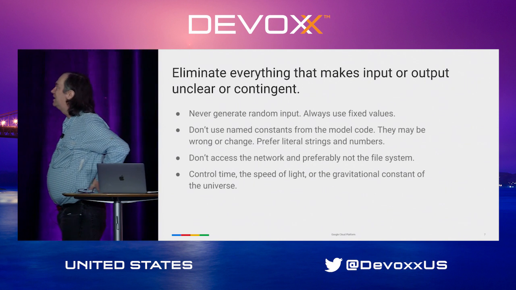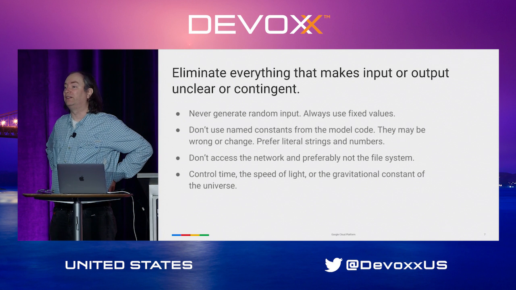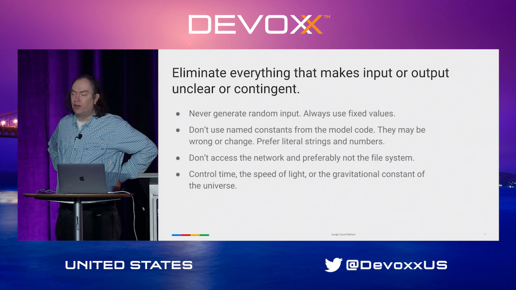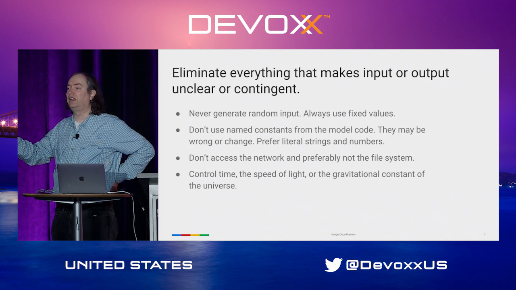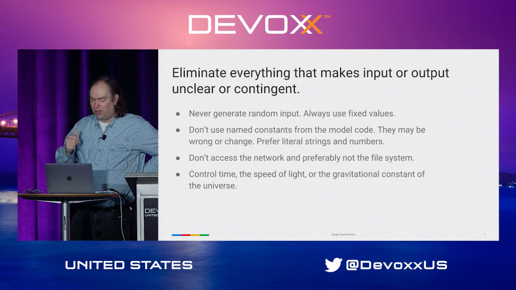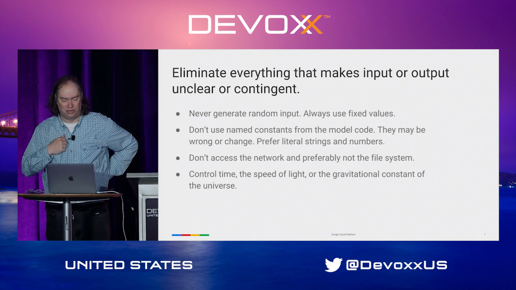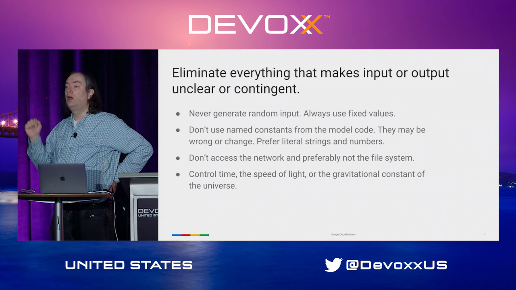Anything that's going to make the input or output contingent or dependent, you want to avoid. You should never, for instance, generate random input. You may want to do fuzz testing, but that's a very different thing. And even if you do fuzz testing, you need to carefully record what values you fuzzed with, or you can't actually fix problems you discover. So always use fixed values for unit tests.